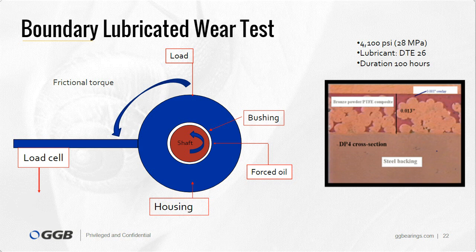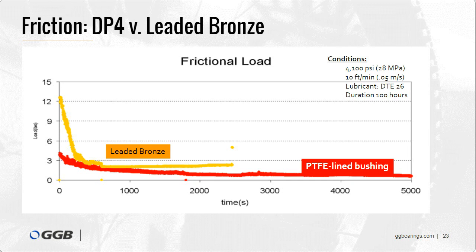So what we did is we tested a leaded bronze bearing in comparison to that PTFE-lined bushing you just saw a minute ago. And you can see up here we're operating at 28 megapascals and 0.05 meter per second with a very thin hydraulic oil. And we ran this, if possible, for 100 hours, even though the bronze didn't make it there. So you can see that the leaded bronze at all points in this test had a higher friction than the PTFE bushing. So what we see right here is, in a very practical way, the combined effects of the external lubricant with the lubricious nature inherent to the system.